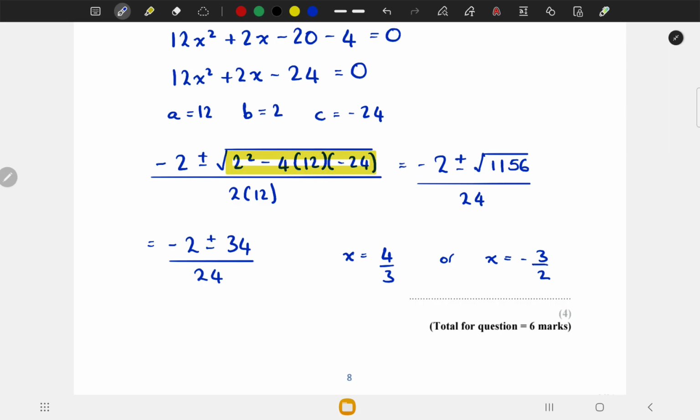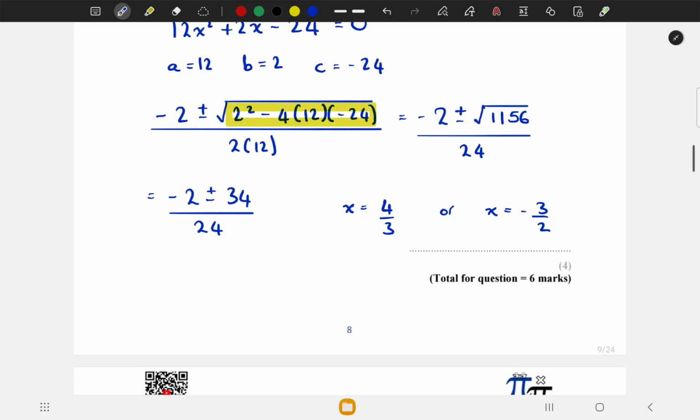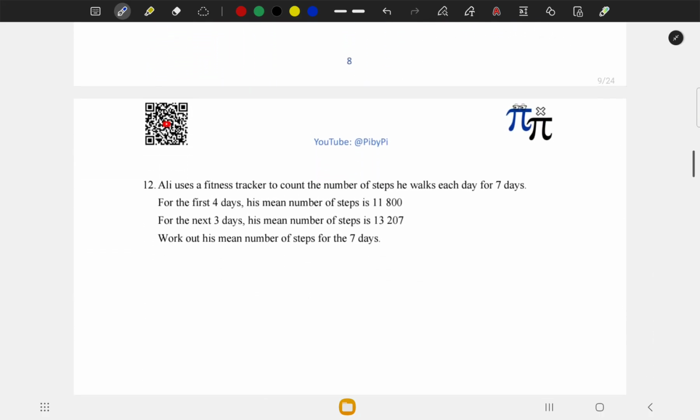And feel free to write these as decimals. I preferred not to write the first one as a decimal because I was getting a recurring decimal. But no harm in writing them as decimals either. Alright, moving on to the next question.